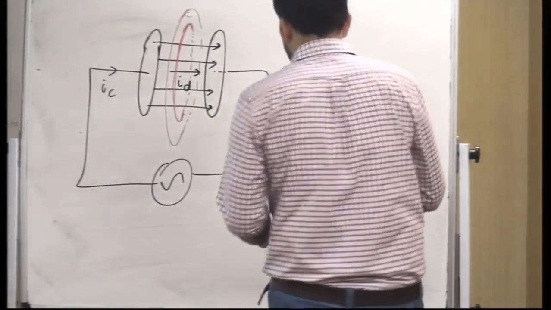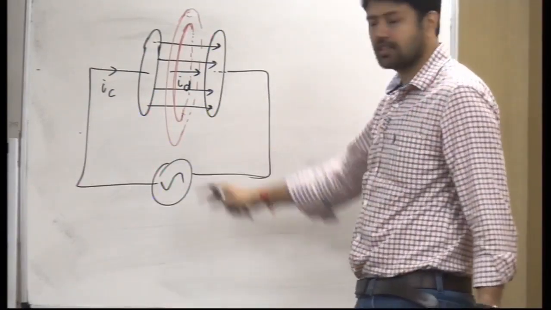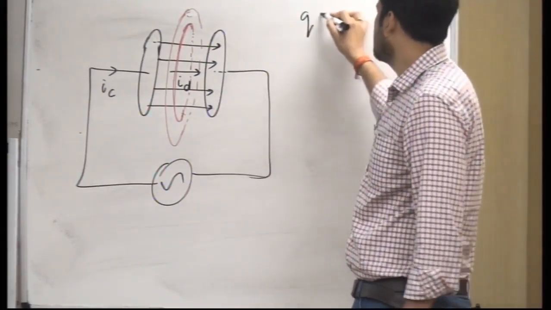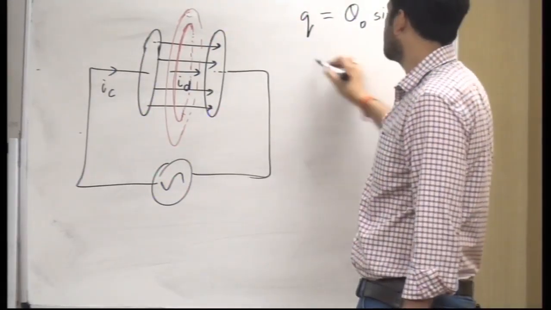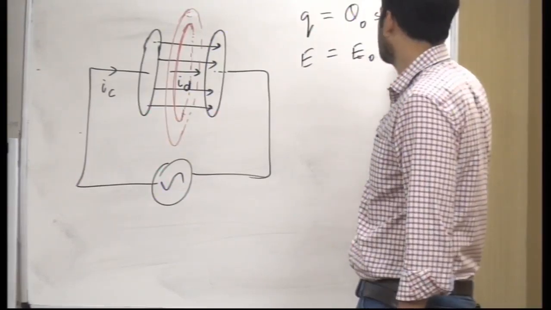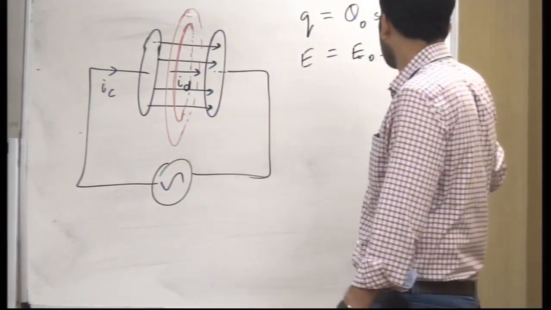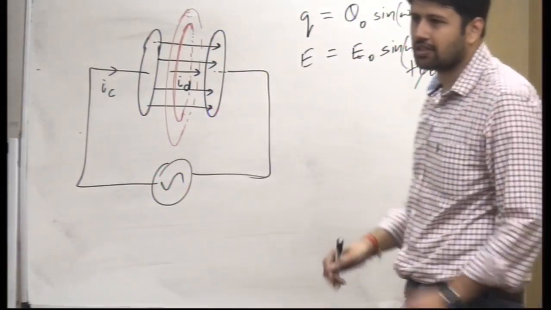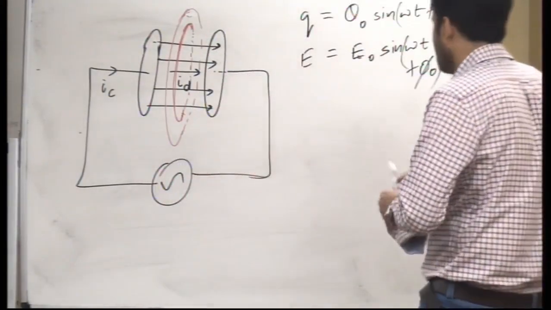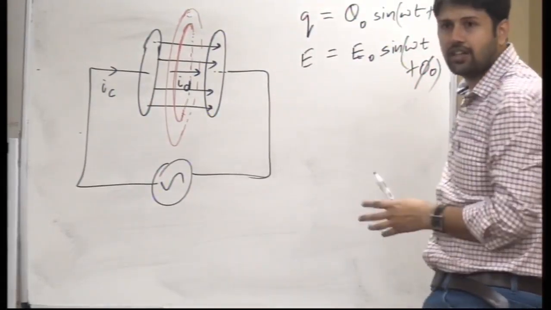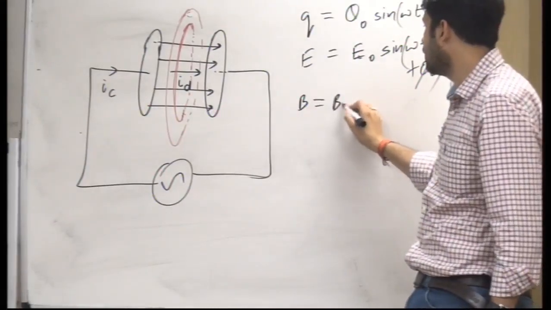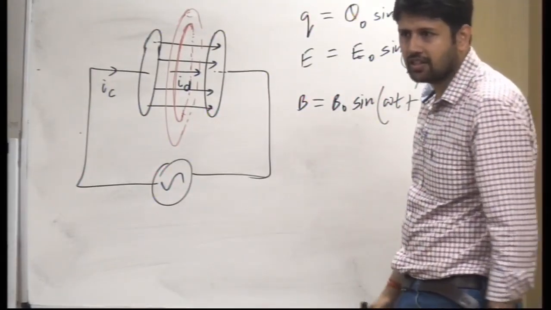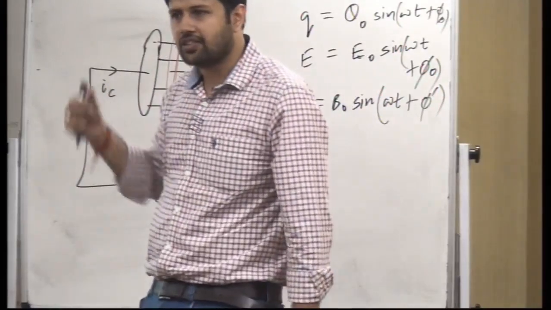Now since the source is a sinusoidal thing, the charge would be in some form of sinusoid. The electric field would be in some form of sinusoid, either sine or cos, plus phi naught I would write, to help you understand. There would be some phase factor as well involved, but we don't care about the phase factor. What we need to understand here is that the electric field would be sinusoidal, and so the magnetic field would be some sinusoid. So they would all be sinusoids. So changing electric field produces changing magnetic field, right?